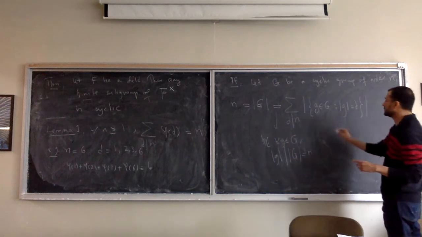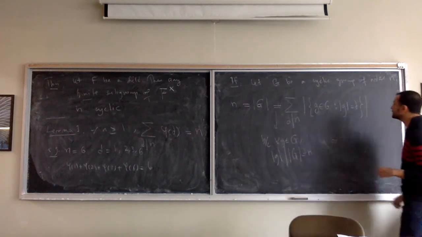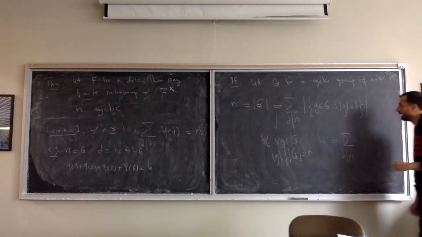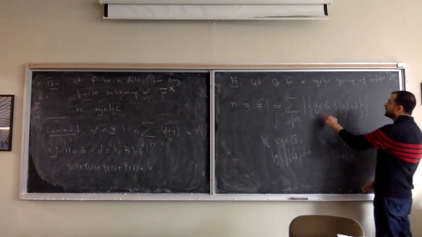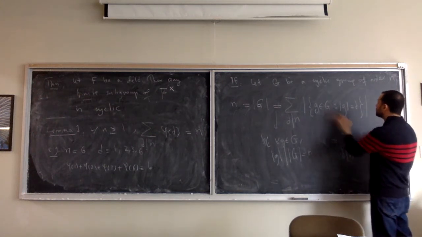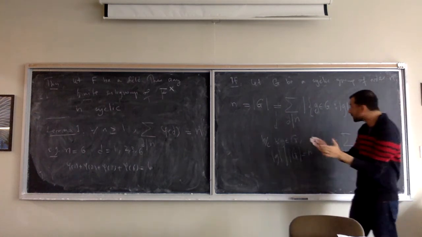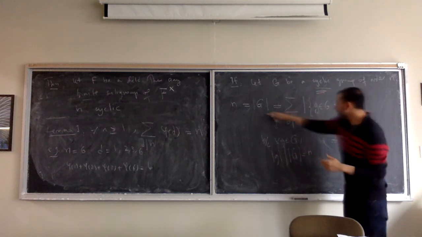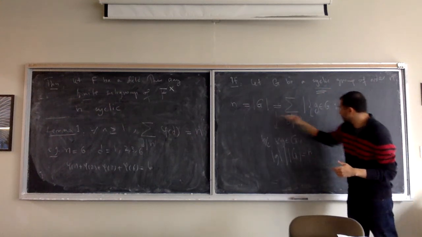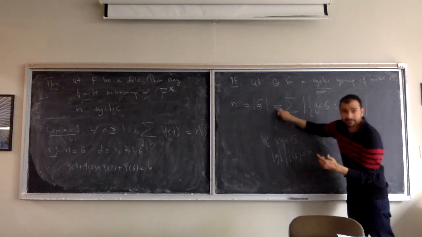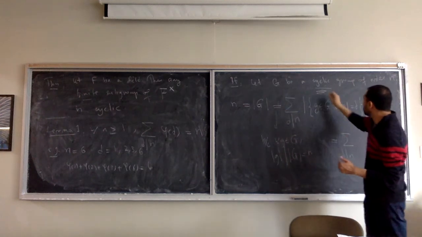So here in this sum, I can just look at the divisors of n. It's equal to the sum over d dividing n of the number of elements of G which have order d. So here you didn't use cyclicity at all. You just use finiteness, the fact that G has order n, in this first equality.